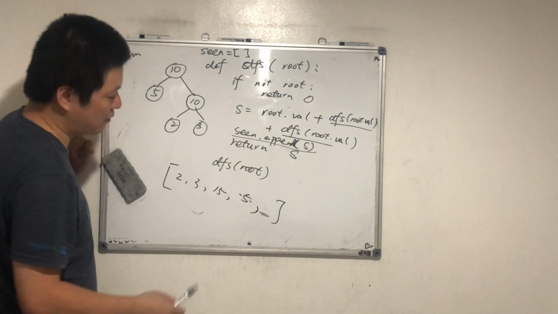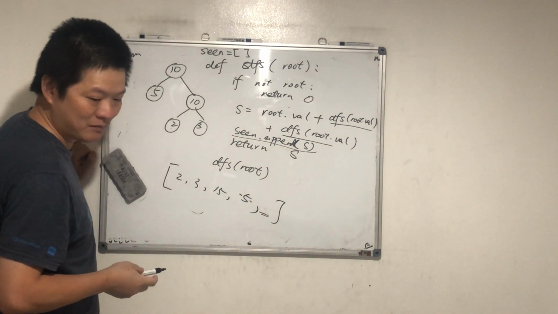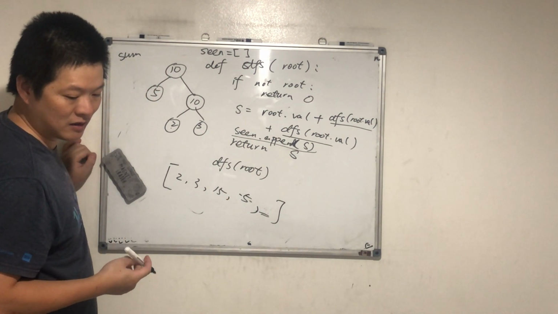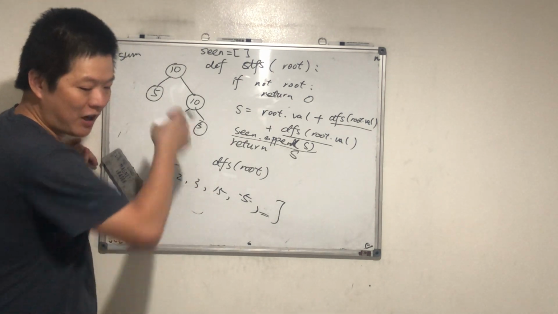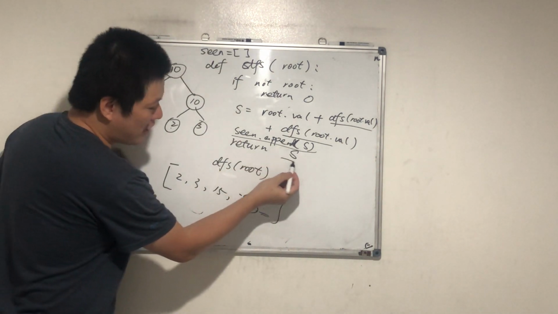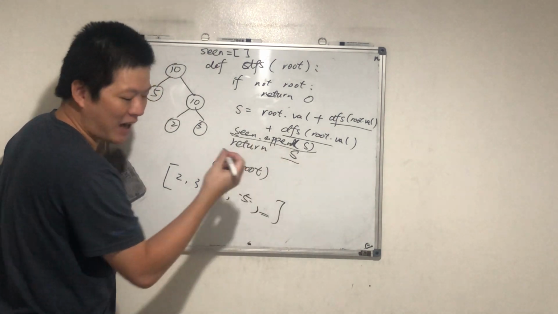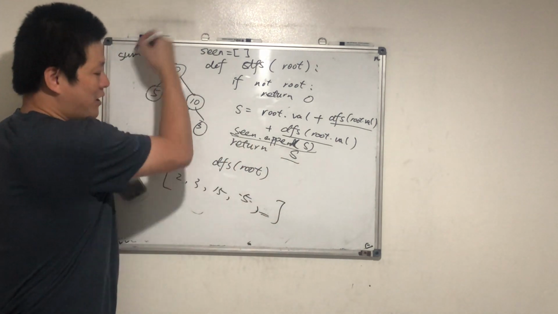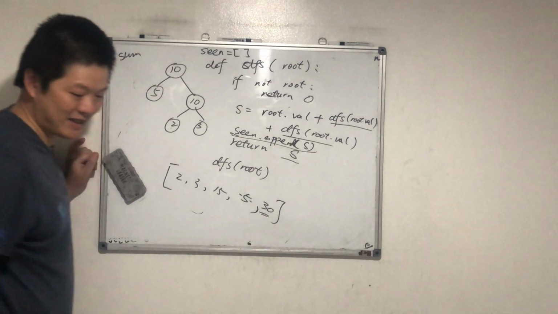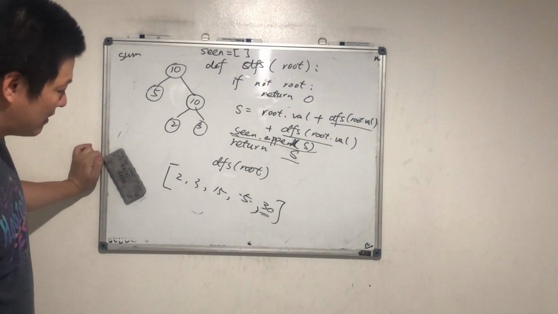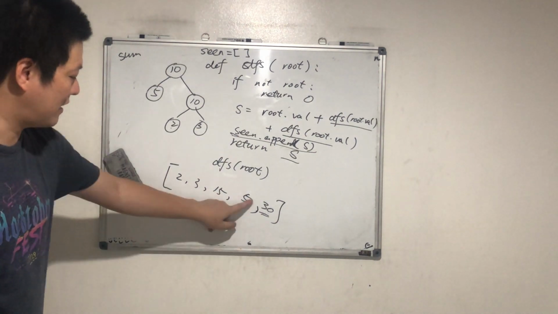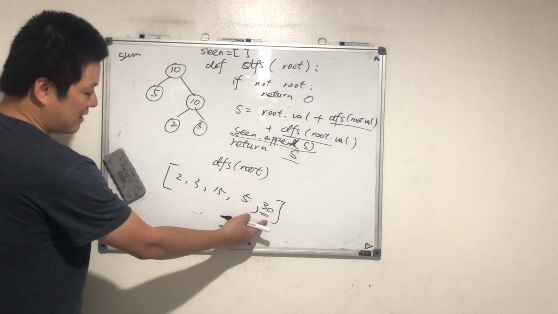DFS root. What does DFS root return? It returns the sum of the whole tree, right? And since we append S, the last element will be the sum of the whole tree, which is 30, right? Yes? Am I right? Okay, so look, this is 30.